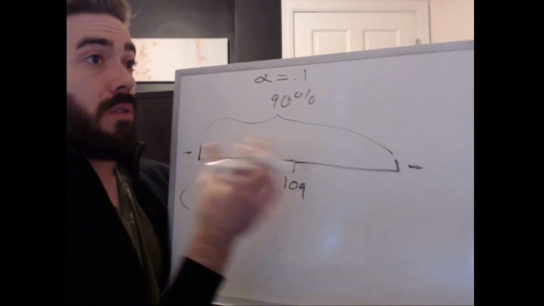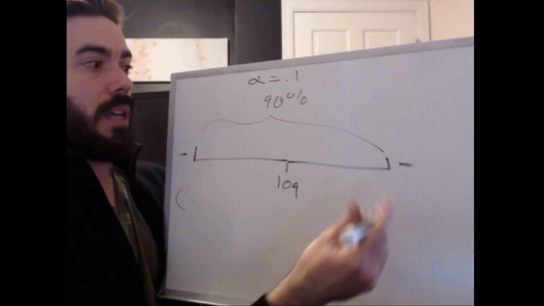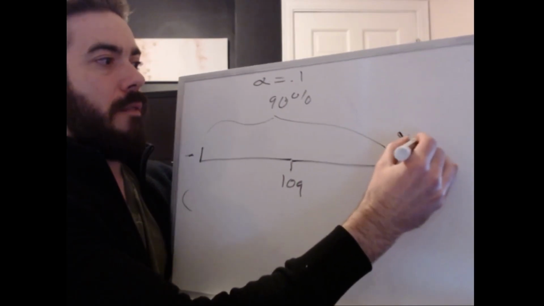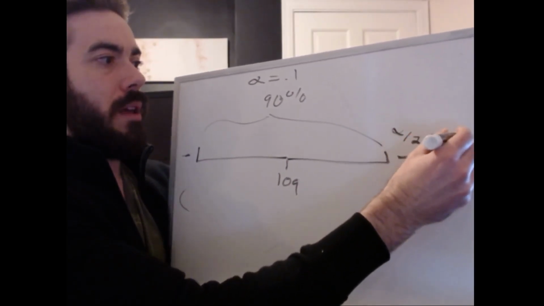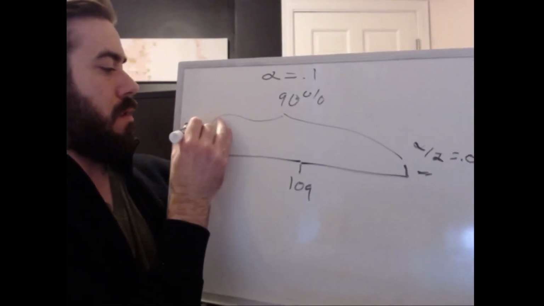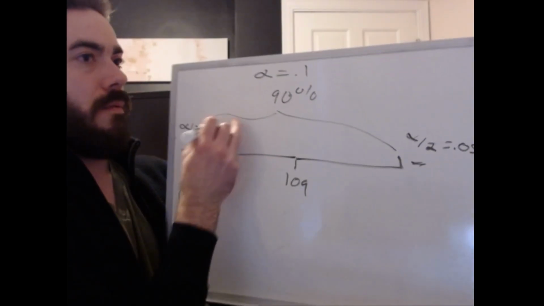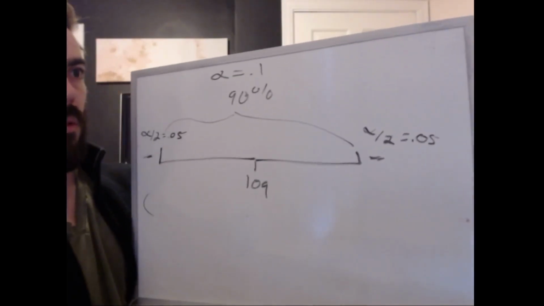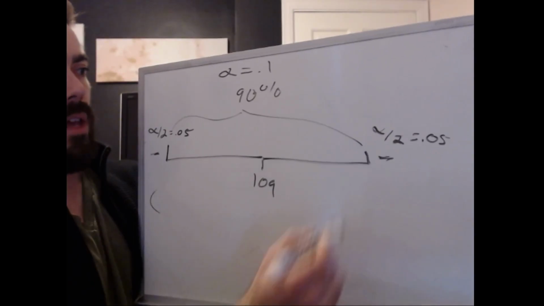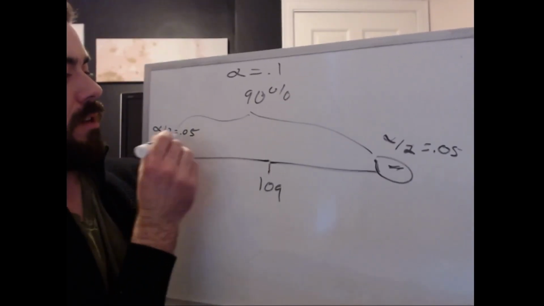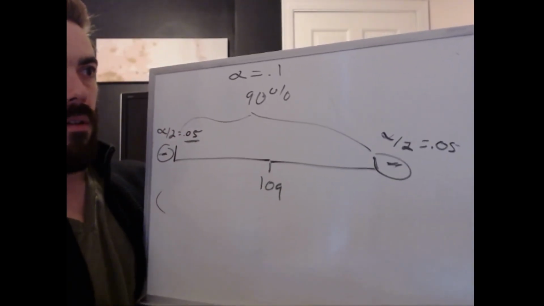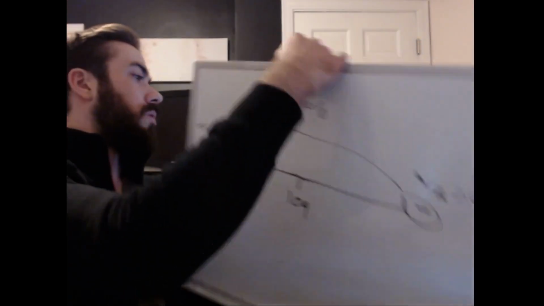But right, I have two tails, so this gets divided into two sides. So this is alpha over 2 on each side, or 0.05. Right? So the area that I want in these tails is 0.05. So what z-score would give that to me?